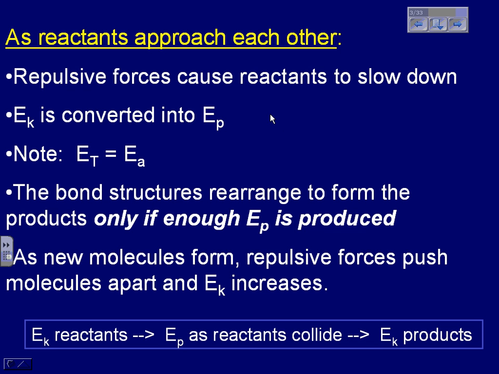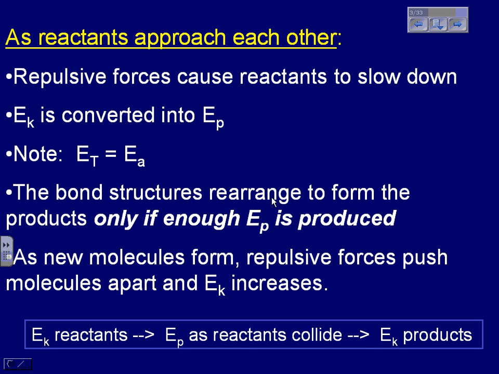And so they've got to be moving fairly fast in order for the kinetic energy to be converted into the potential energy needed to break the bonds. And if they have enough speed, where the threshold energy, the kinetic energy they have, is equal to the activation energy, that's the potential energy needed to successfully collide, then we will have a successful collision.